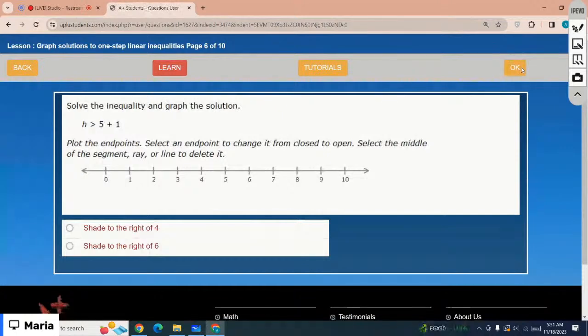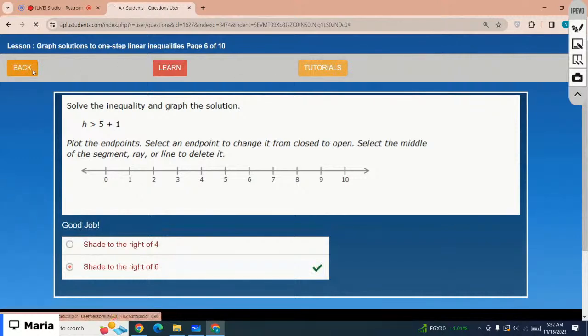Solve the inequality and graph the solution. H is greater than 5 plus 1. So which is the correct option? Yes, the correct option is shade to the right of 6. Okay, you can complete the lesson by yourself later today. Let me just move on to the next lesson.